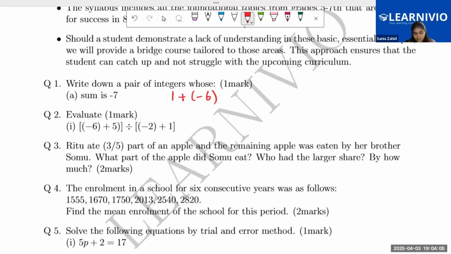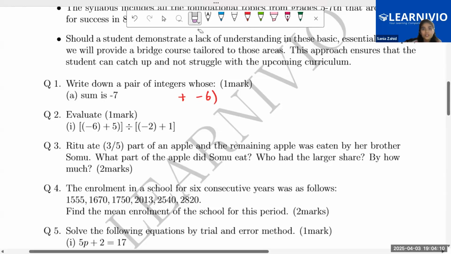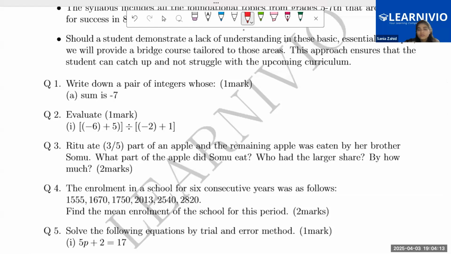Ma'am, can you erase the first one? Okay, ma'am. 1 minute. Ma'am, 1 plus -8. Yes, ma'am. Okay, good. That's correct. 1 plus -8 would give you -7.